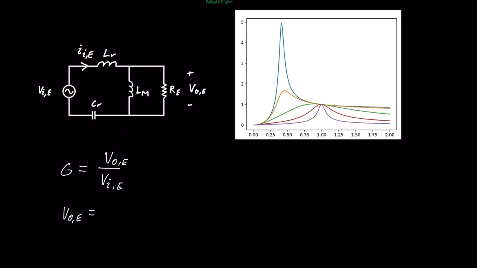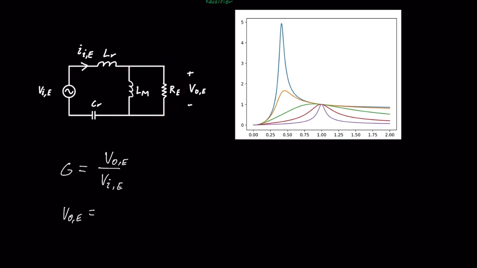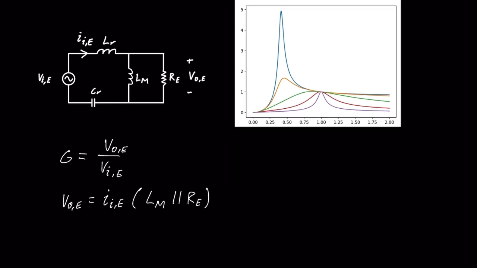So the output voltage could be written as the current multiplied by the resistance going to the output. So it will become I equivalent and then multiplied by Lm in parallel with R equivalent. So you simply multiply this impedance with the current flowing through it. And we can use a similar method to find the input voltage.